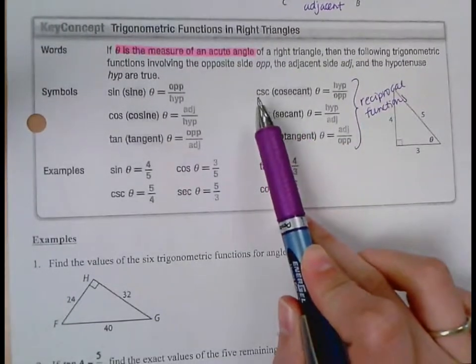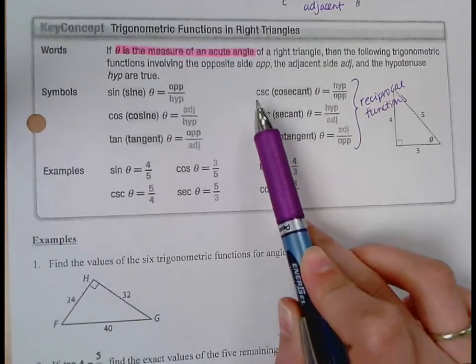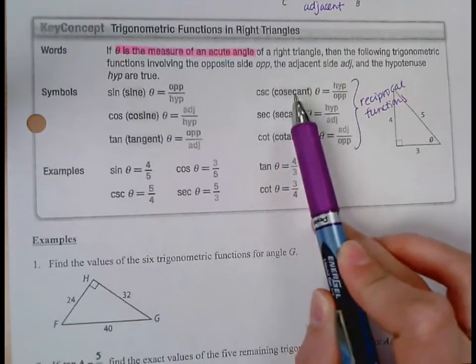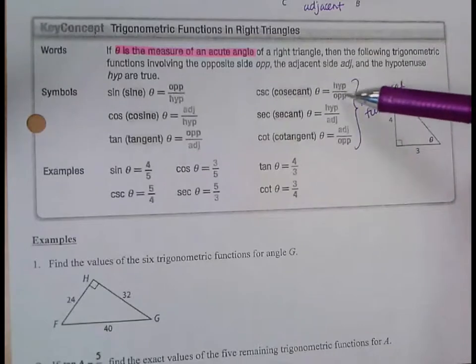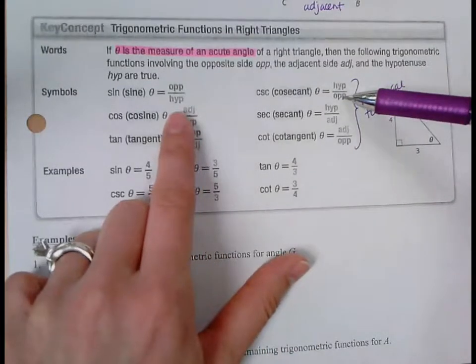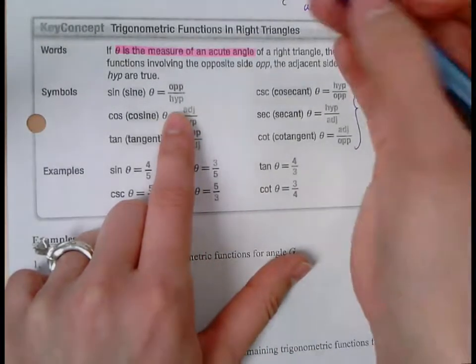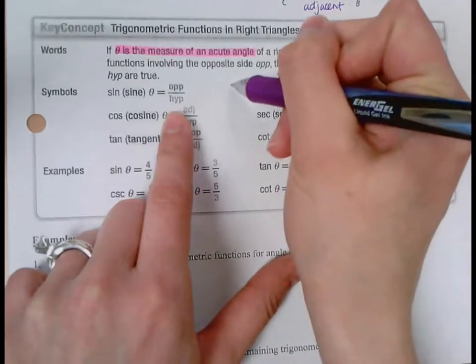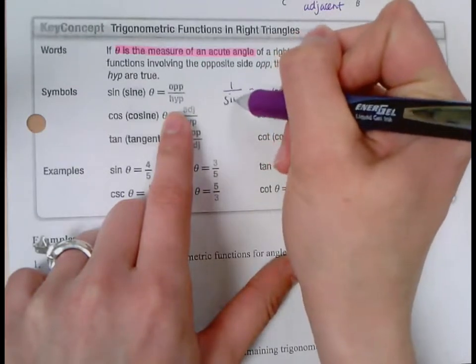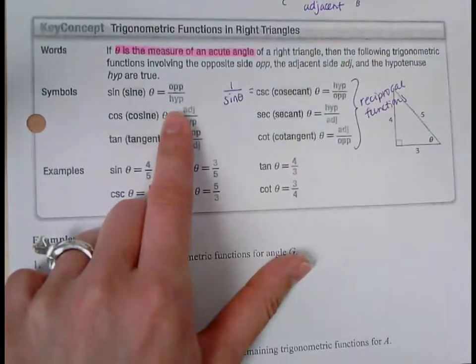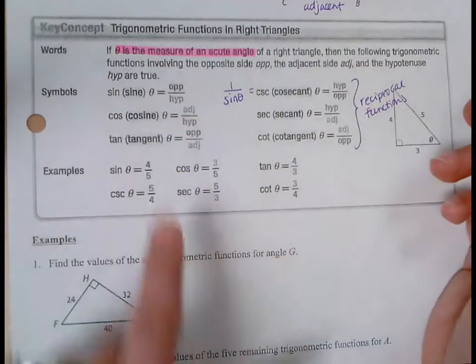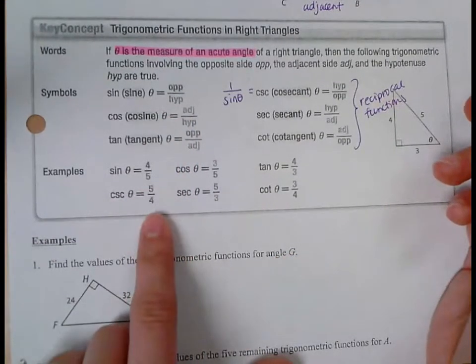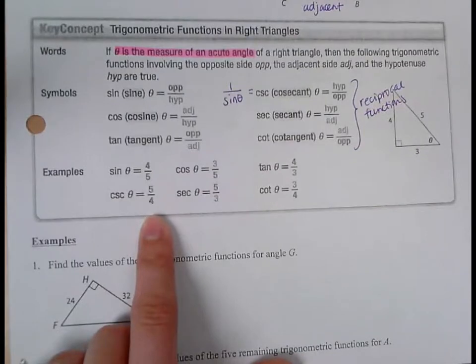Cosecant is abbreviated CSC, so you'll see CSC theta. That is hypotenuse over opposite. Notice that is the reciprocal of sine. So cosecant of theta is really the reciprocal of sine, so it's 1 over sine of theta. So if sine of theta is 4 over 5, cosecant of theta is 5 over 4, just the reciprocal.